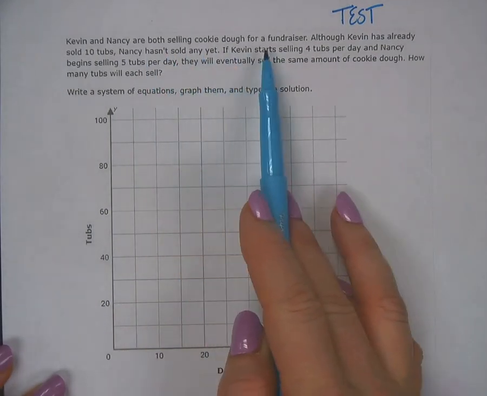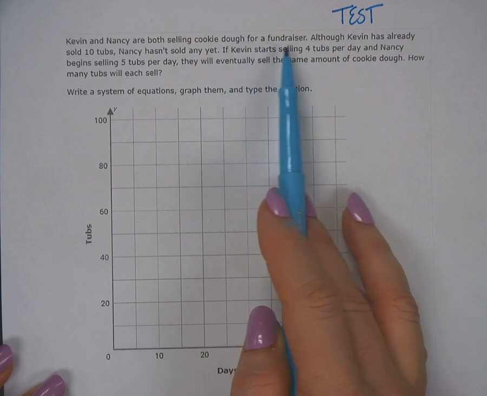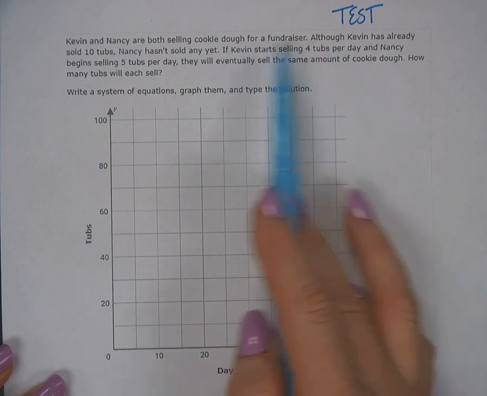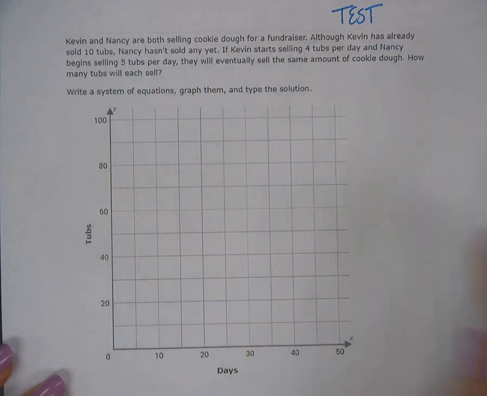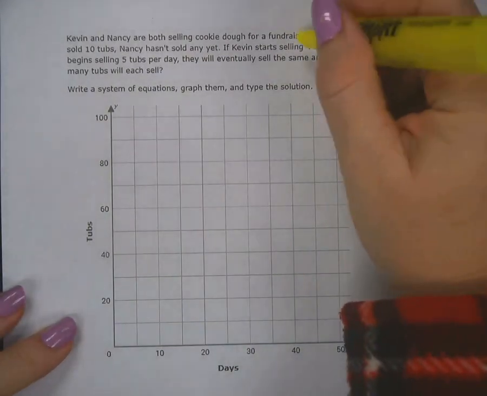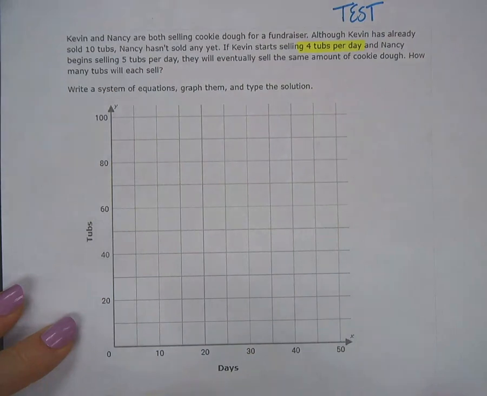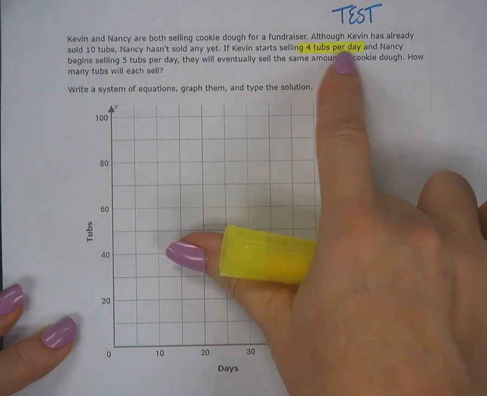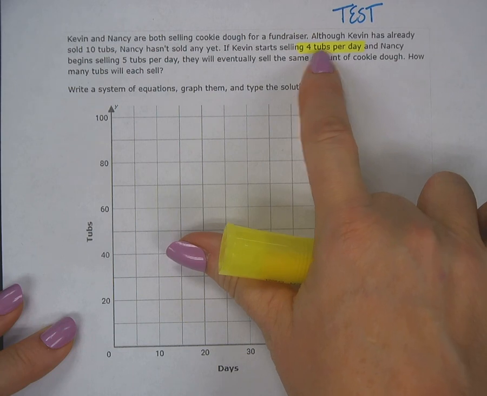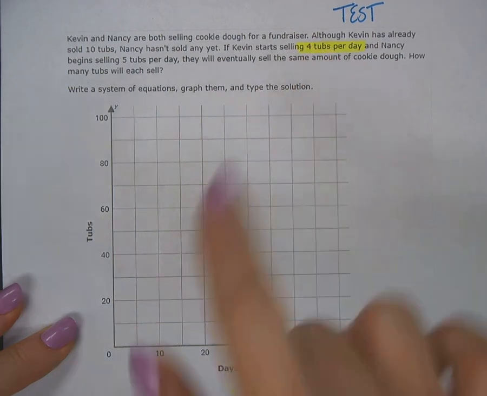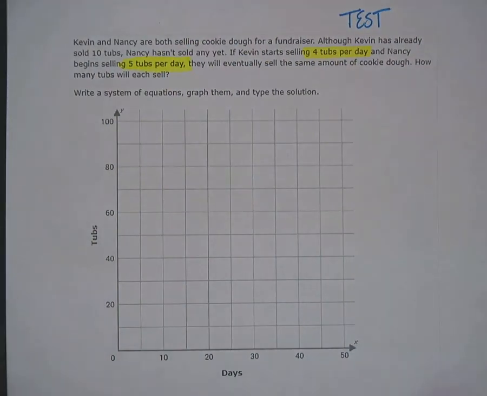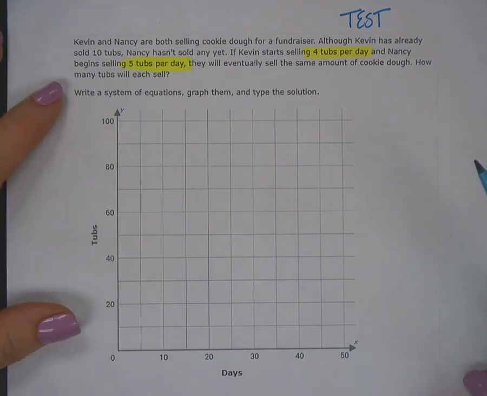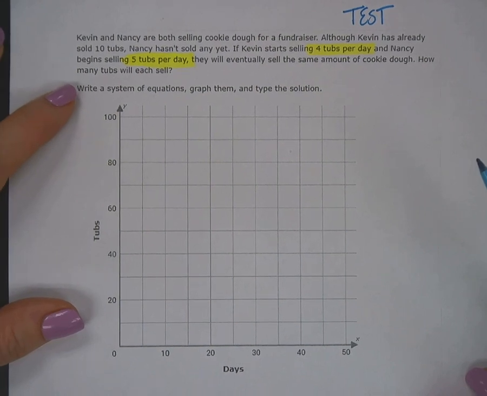Kevin and Nancy are both selling cookie dough for a fundraiser. Although Kevin has already sold 10 tubs, Nancy hasn't sold any yet. If Kevin starts selling 4 tubs per day, as soon as we hear tubs per day, it should ring in our mind that that is a rate of change. That's going up 4 tubs every one day. And Nancy begins selling 5 tubs per day. They will eventually sell the same amount of cookie dough. How many tubs will each sell? By the time they're selling the same amount, how many will they have sold?